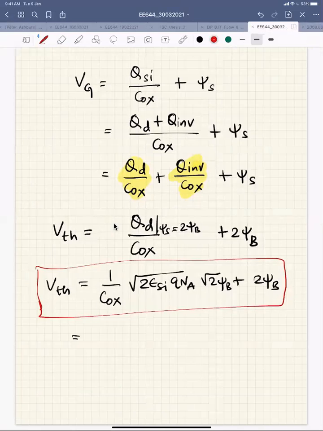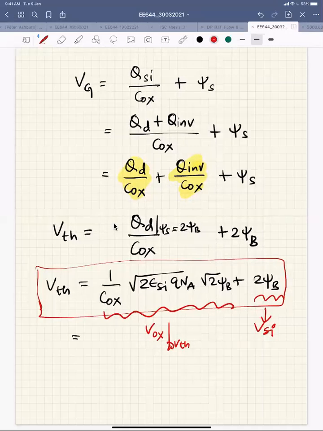If you see, the first term is the voltage drop across the oxide at the threshold voltage. The second is the voltage drop in the silicon. The voltage drop across silicon is 2 psi b, and the voltage drop across oxide is the rest of the voltage.